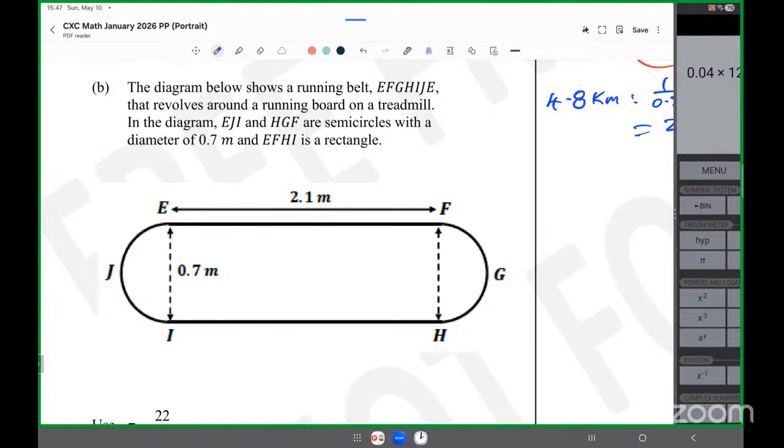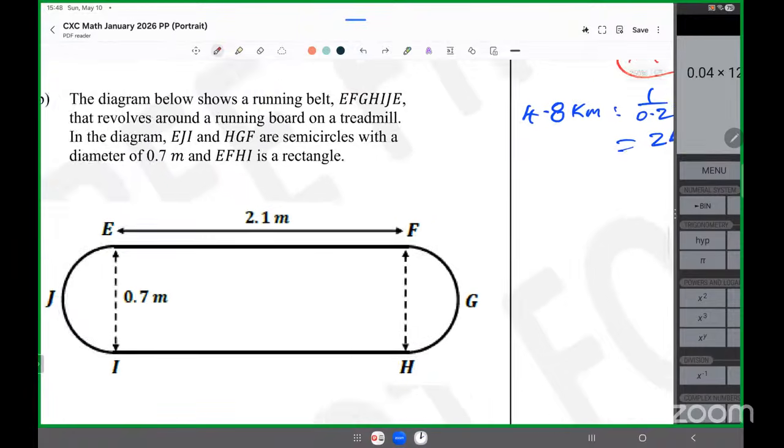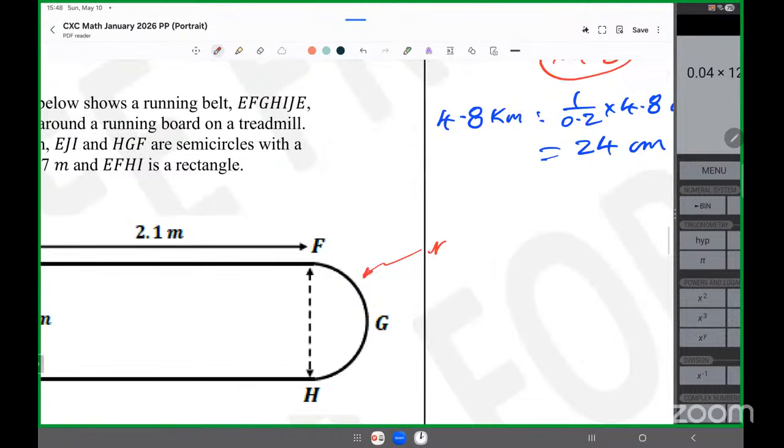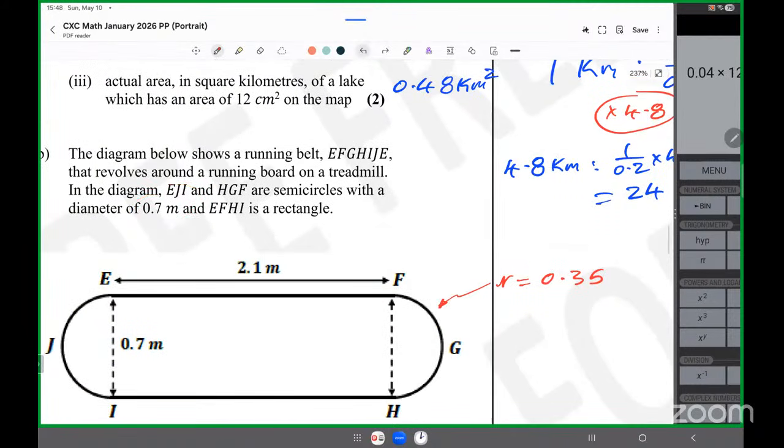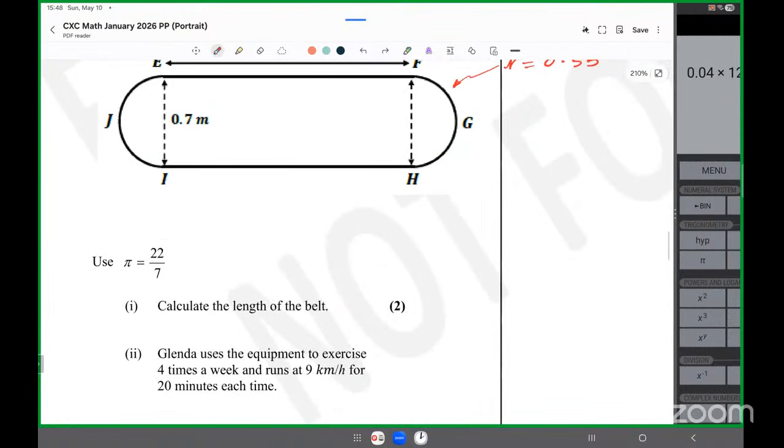It says EJI, that's over here, and HGF over here, those are semicircles. So they have 2 semicircles at the end of the belt. And the diameter is 0.7. So it means that the radius of this semicircle is 0.35, half of this. That's the diameter, and that's the radius. We like to work in the radius. Then it says we must use pi equals 22/7, calculate the length of the belt.